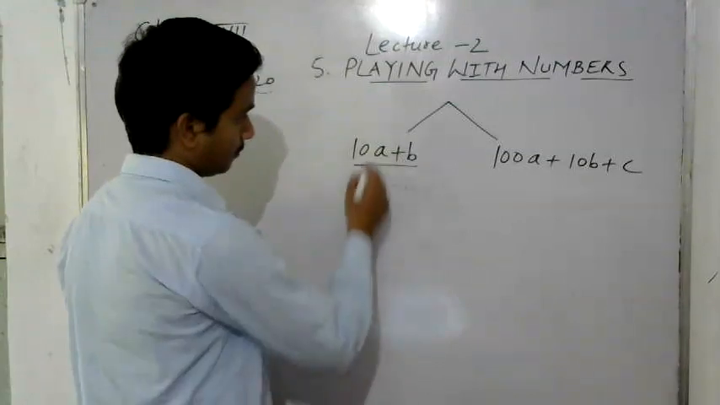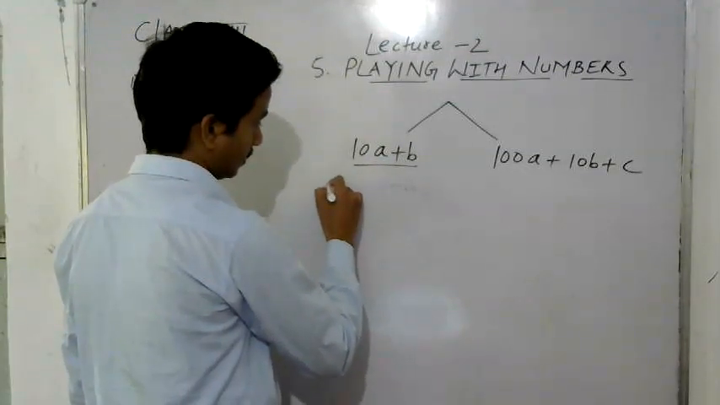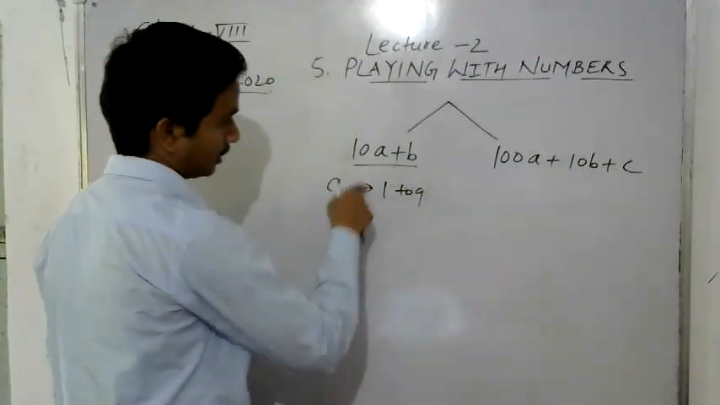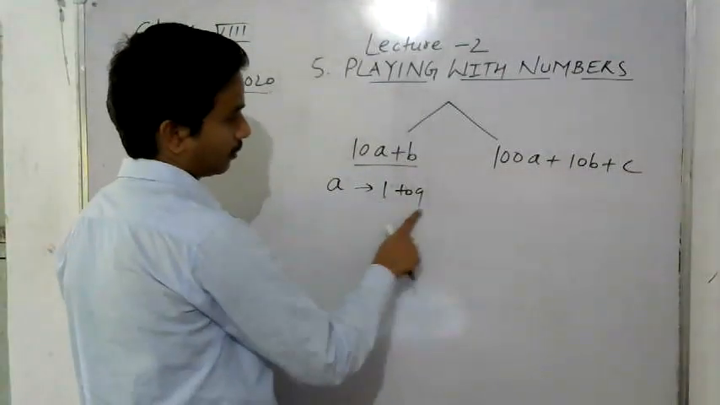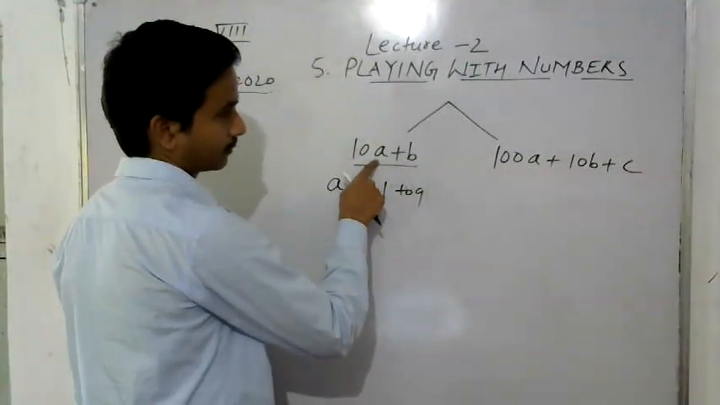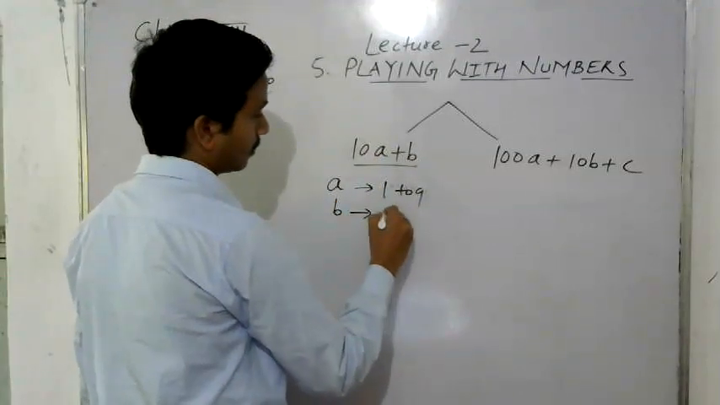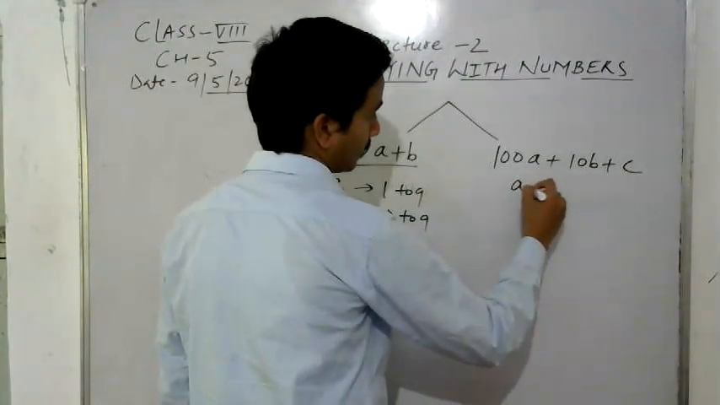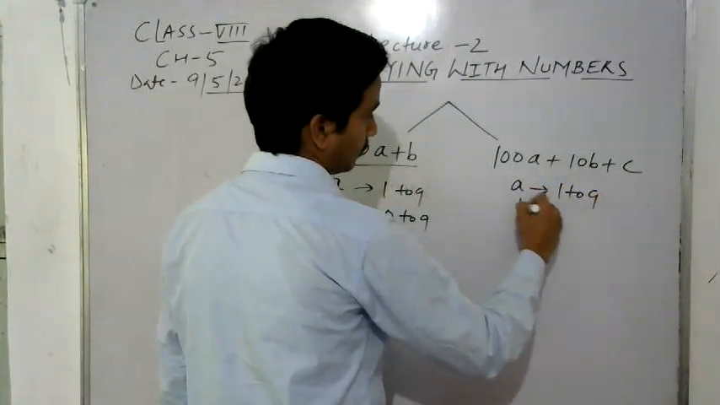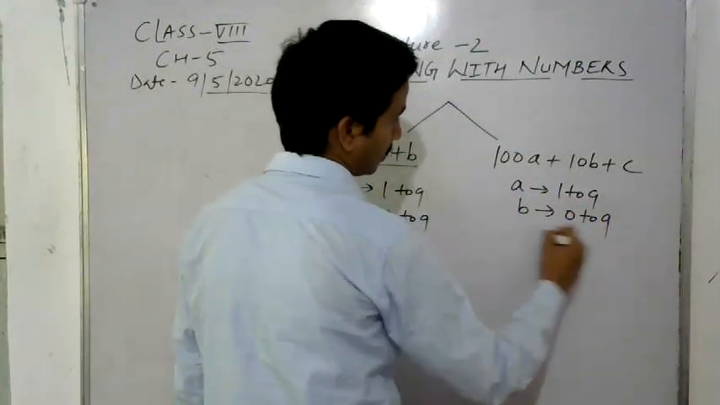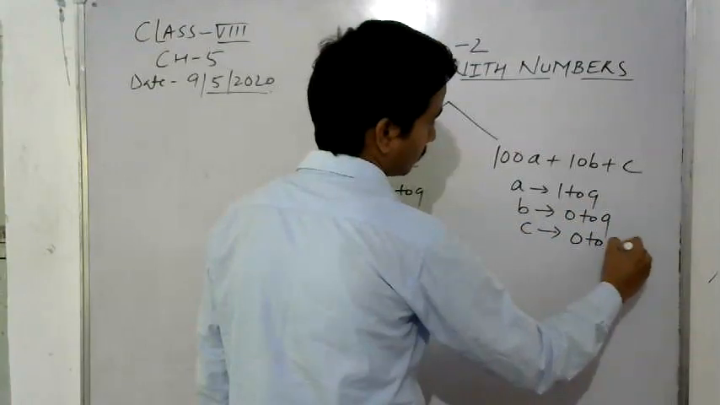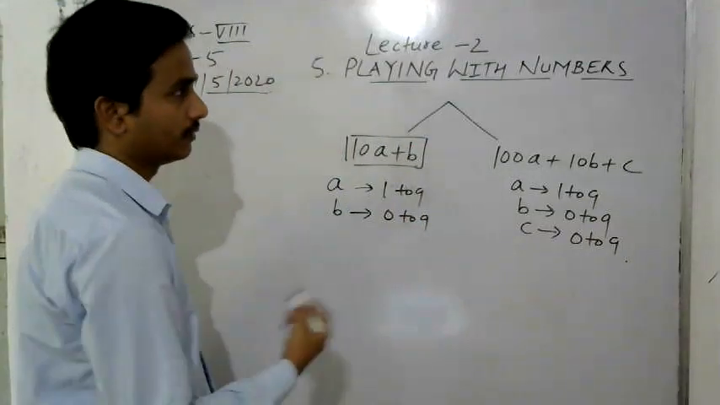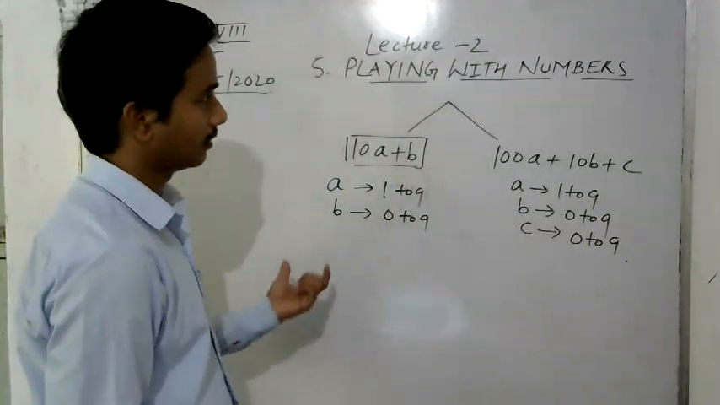This is the representation of a two-digit number, and this is the representation of a three-digit number in general form. Here a can be any whole number between 1 to 9. A should not be 0. And b can be any whole number between 0 to 9. Similarly, in the three-digit number, a can be any whole number between 1 to 9, b between 0 to 9, and c between 0 to 9. This is the representation we have studied, and we have seen some problems on this.